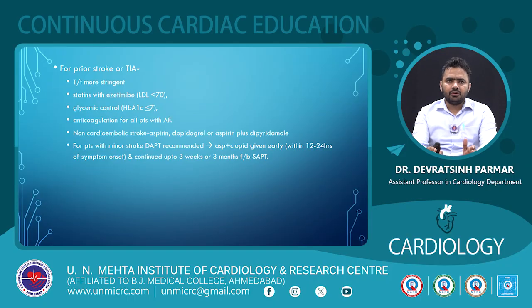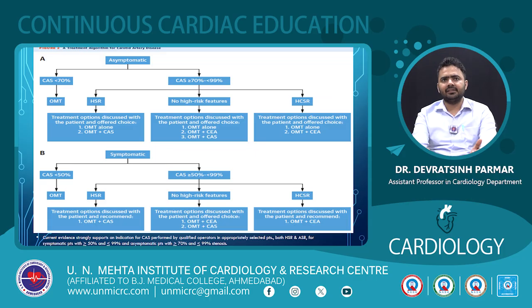For prior stroke or TIA, treatment is more stringent. Statins with ezetimibe, try to keep the LDL cholesterol less than 70. Have good glycemic control, HbA1c less than 7. Anticoagulants in all AF patients; for non-cardioembolic stroke, aspirin, clopidogrel, or aspirin plus dipyridamole. And for patients with minor stroke, DAPT is recommended. It should be started within 12 to 24 hours and continued for 3 weeks or 3 months, followed by single antiplatelet therapy.